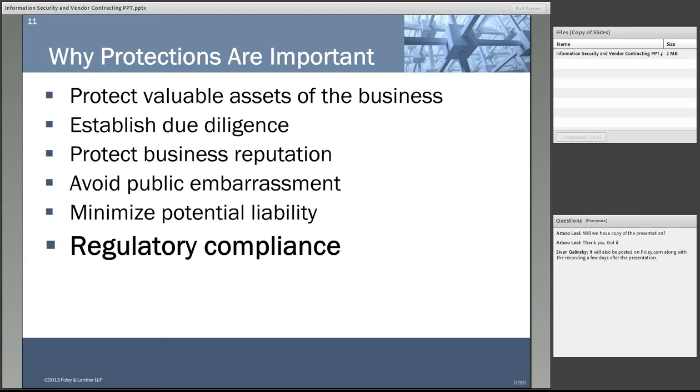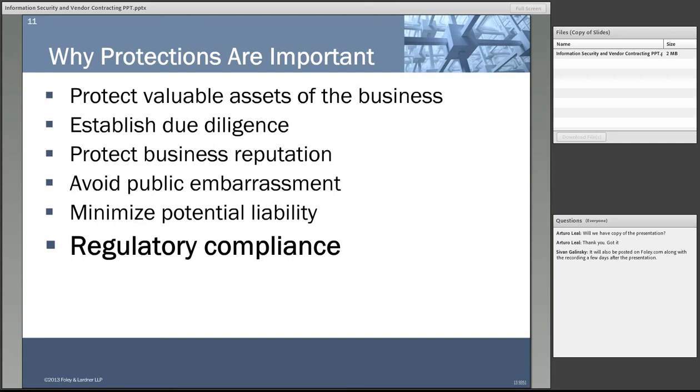Certainly protecting a business's reputation, avoiding public embarrassment. The last thing any business wants to do is be the front page story on the next edition of the business section in the newspaper because of a data breach. Minimizing potential liability, certainly for regulatory sanctions, fines, etc., but also direct liability to consumers potentially or to business partners whose data has been compromised.